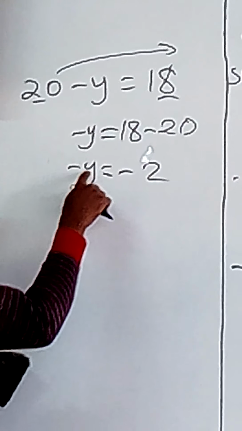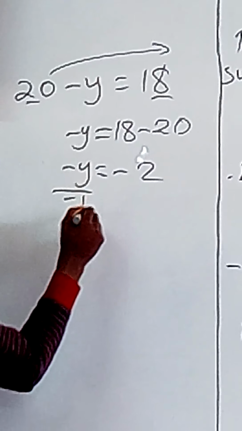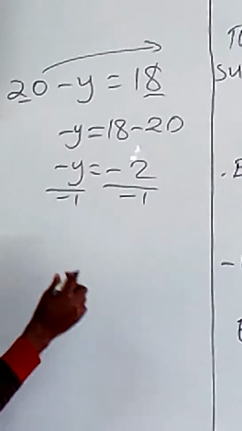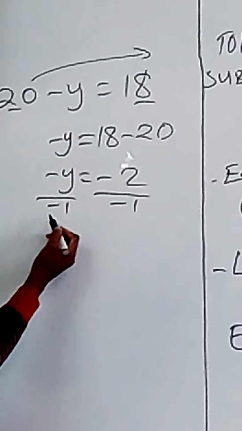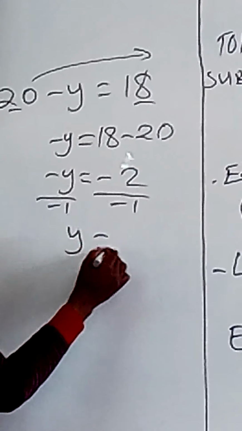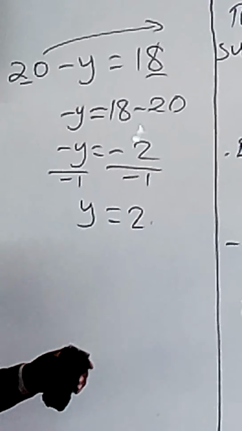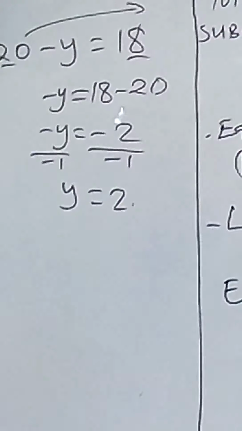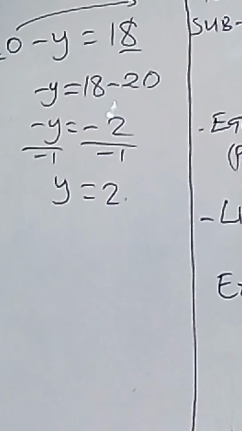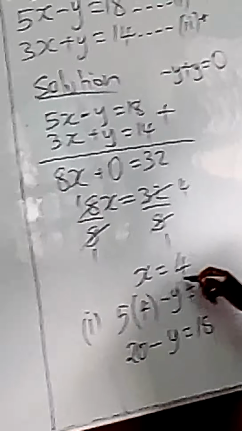You need y, not negative y. So divide by negative 1, divide by negative 1. Negative divided by negative is positive. So y equals 2.